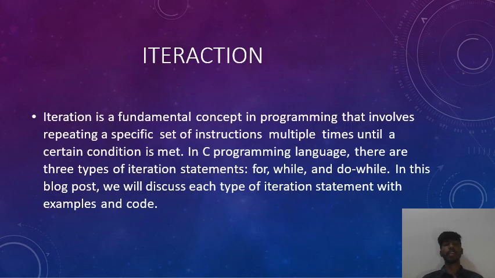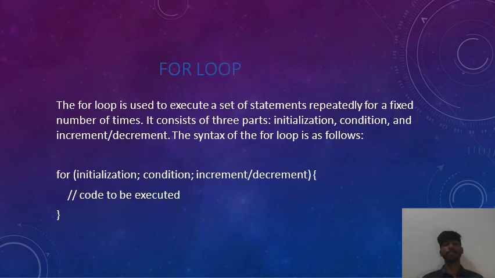strategy. Iteration. Iteration is a fundamental concept in programming that involves repeating a specific set of instructions multiple times until a certain condition is met. In the C programming language, there are three types of iteration statements: for, while, and do while. In this blog post, we will discuss each type of iteration statement, with examples and code.